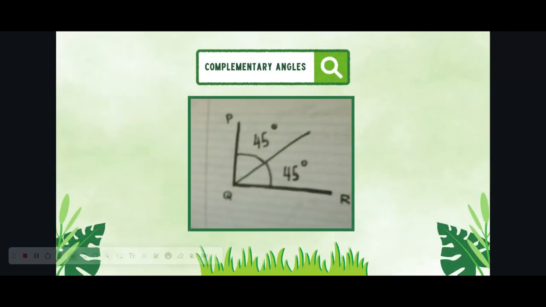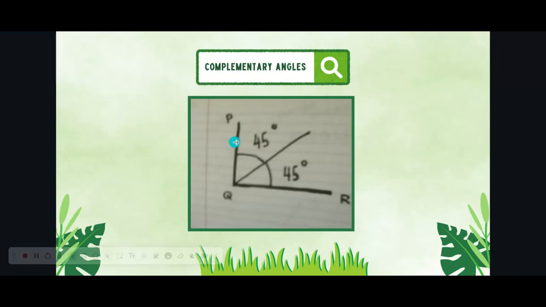Let's talk about complementary angles. Think of a perfect corner, like the edge of your math notebook or the corner of your whiteboard. That's a 90-degree angle. Complementary angles are two angles whose measures add up to exactly 90 degrees. These angles don't have to be connected or touching, they just need to add up to make that perfect right angle together. And if they are adjacent, meaning that they're next to each other and share a side, they actually form a right angle when combined.